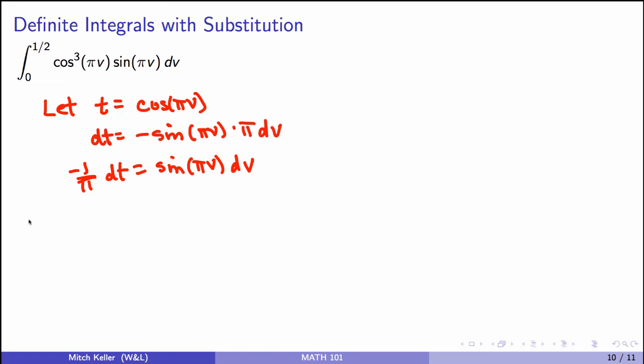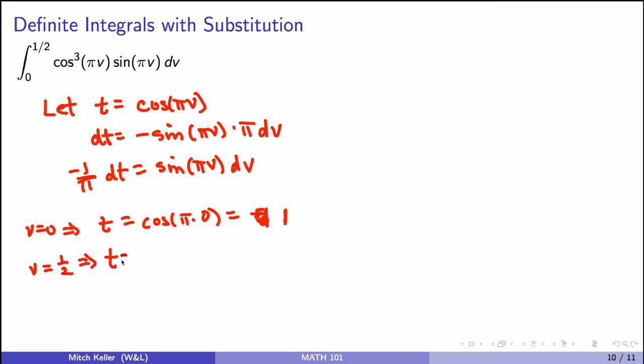Before I do that, let me go figure out my new limits of integration. So v equals 0 gives me that t equals cosine of pi times 0, which is going to be cosine of 0, which is 1. And then v equals a half gives me that t is cosine of pi over 2, which is 0. So this now is an integral from t, and I'm going to label these just so that we remember. Now v equals 0 meant t equals 1, and v equals a half means t equals 0.